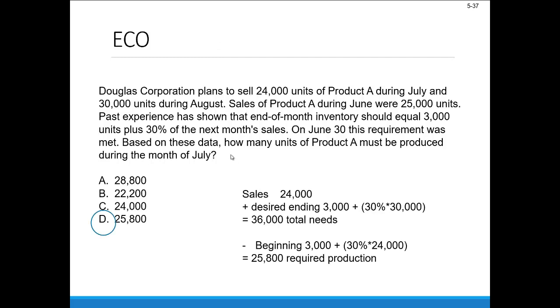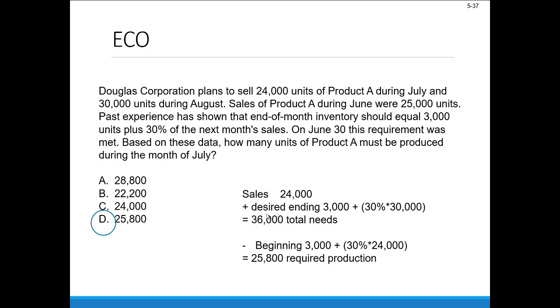And that would be D, 25,800 units. So we're going to start with sales budget at 24,000 units. We're going to add to that the desired ending inventory, which we said was 3,000 units plus 30% of the next month's sales. So in this case, that's 3,000 plus 30% of the 30,000 expected during August in sales. That gives us total needs, 24 plus 12, or 36,000 units.